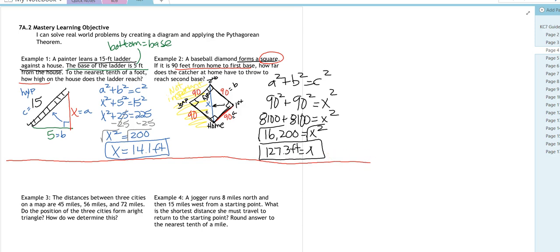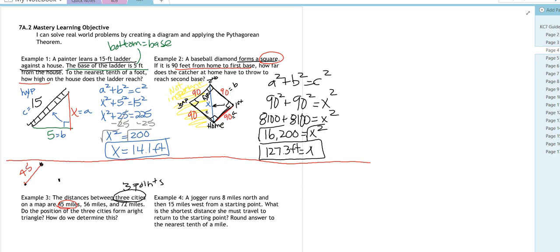So it says the distance between 3 cities on the map are 45 miles, 56 miles, and 72 miles. So we have 3 destinations, right? And what we're doing here is we're just going to have to draw 3 points, right? 3 cities, so we draw 3 points on a map. So literally make it however you want it to look. From here to here to here, right? Between one city is 45 miles. So from between here to here, we're going to say this is 45.